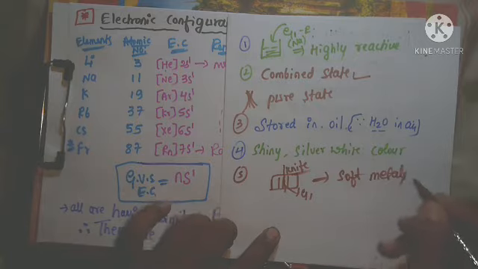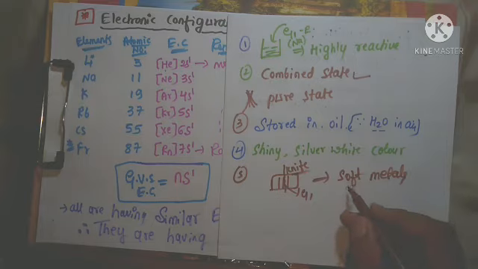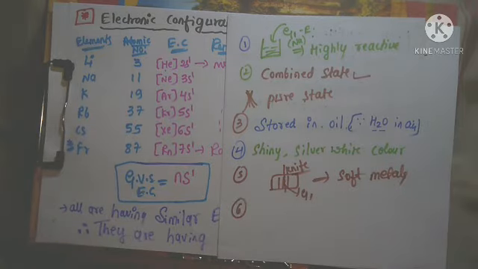Actually, metals are not cut with a knife. Group 1 elements are soft, therefore they can be cut with a knife. Therefore, I can call this one: group 1 elements are soft metals.